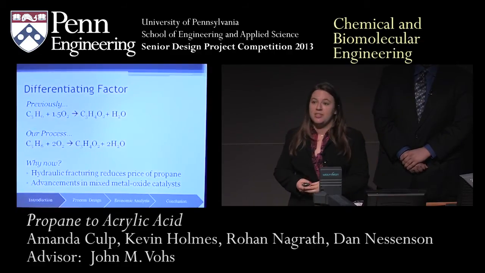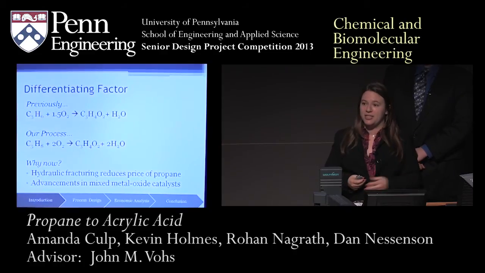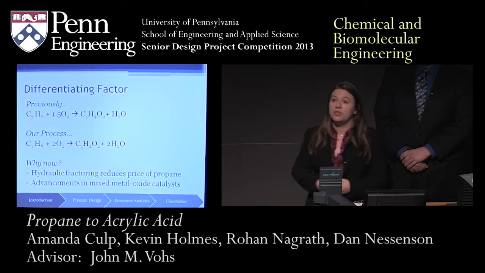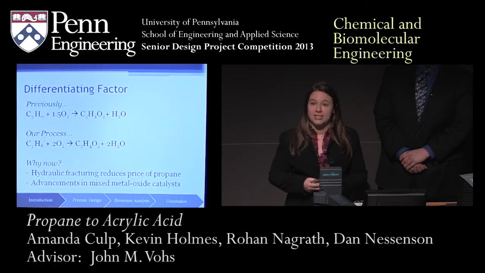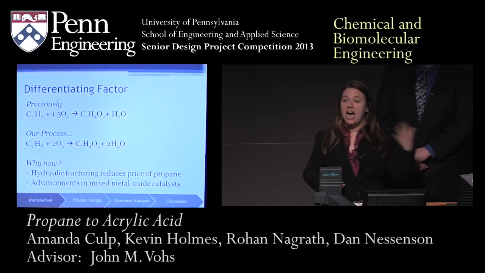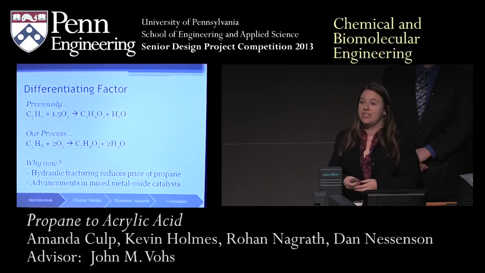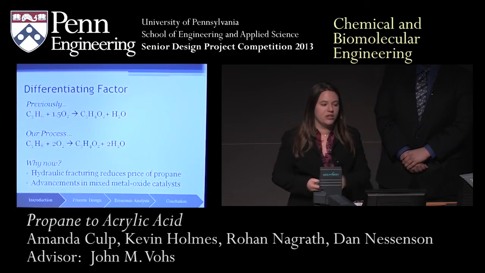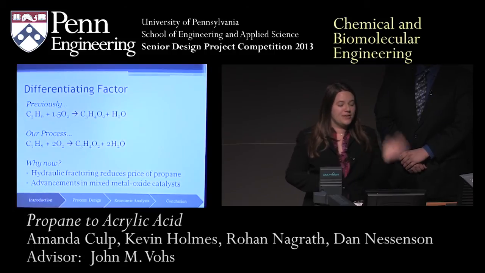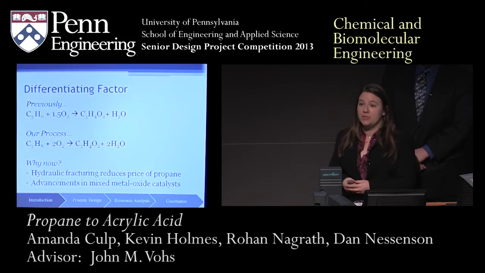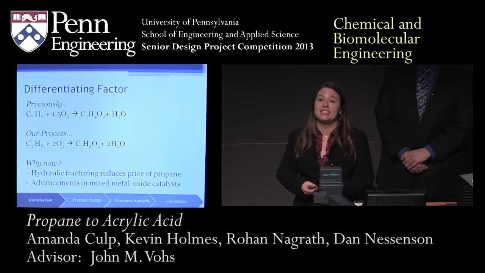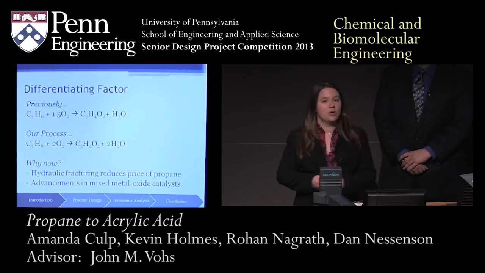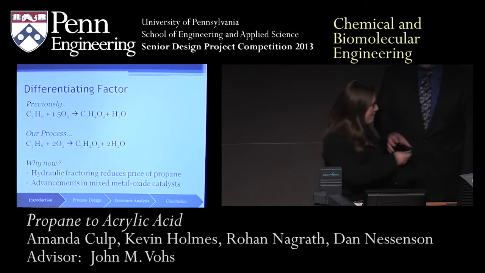Additionally, there's been advancements in mixed metal oxide catalysts such as molybdates. Previously, it was very difficult to produce an unsaturated acid such as acrylic acid from a saturated hydrocarbon such as propane because of the difficulty in maintaining a high reaction temperature so the reaction rate is high while preventing a total oxidation reaction, which would mean a low yields of acrylic acid. The advancements in the mixed metal oxide catalysts have made this possible, and thus propane can be converted to acrylic acid in high yield. Dan will now talk about our design process in great detail.